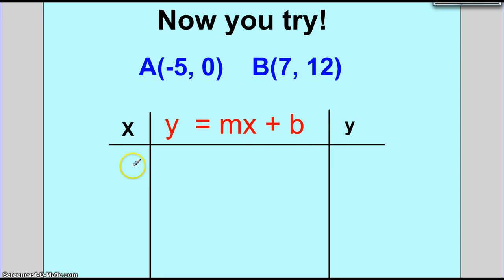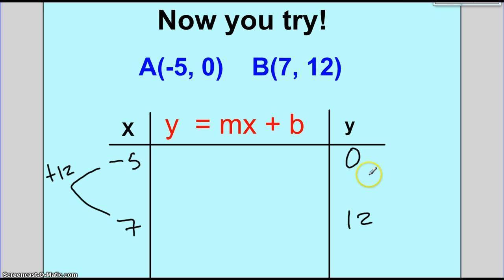Okay, one more time. So I have negative 5, 0, 7, 12. My difference here is positive 12. My difference here is positive 12. So my slope should be 12 divided by 12, which is 1. I plug in this equation.